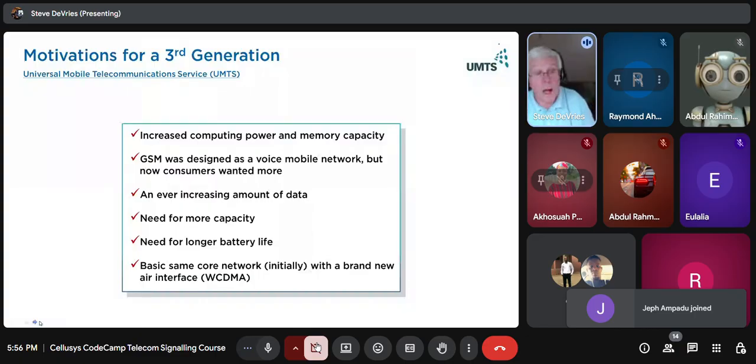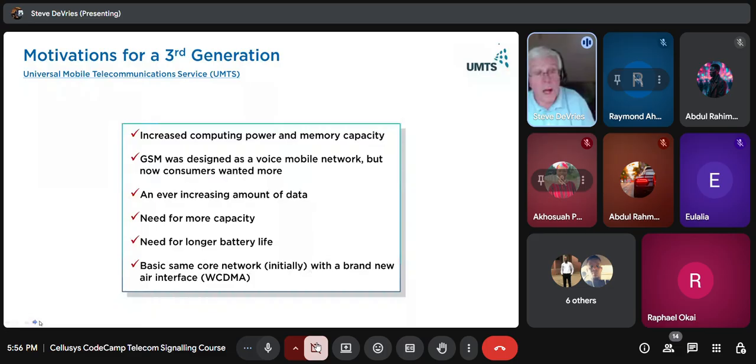This was wideband CDMA. Wideband was a big 5 megahertz. It was a huge amount of frequency, called wideband CDMA. But the architecture in the network stayed virtually the same. So 3G, the biggest change in 3G was that the air interface went from time division multiple access to wideband CDMA.